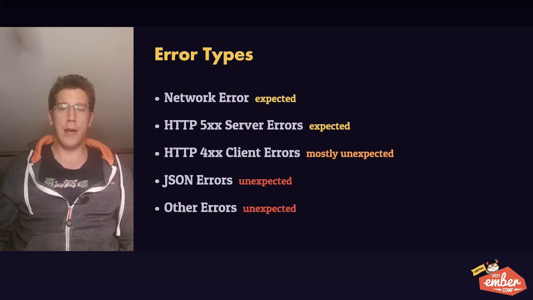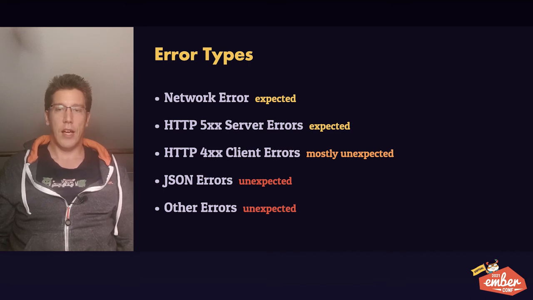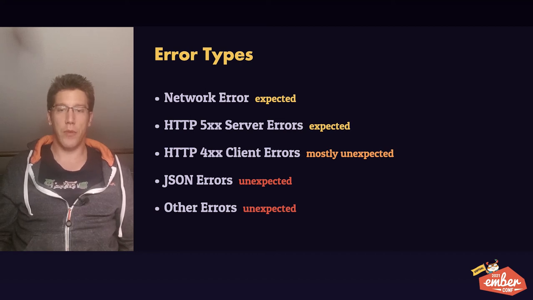Let's look at the different types of errors that can happen. As we discussed, network errors can basically always happen. Server errors are similar and also something we can expect to happen from time to time. For client errors, it depends. Sometimes a 404 error is legitimate, sometimes it tells us we're doing something wrong on the client side. We need to figure out what errors are actionable from the developer side and only send those to Sentry.